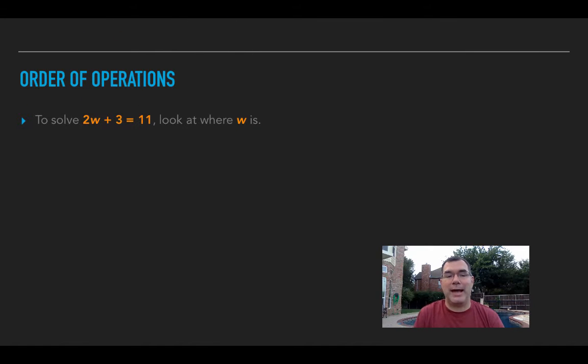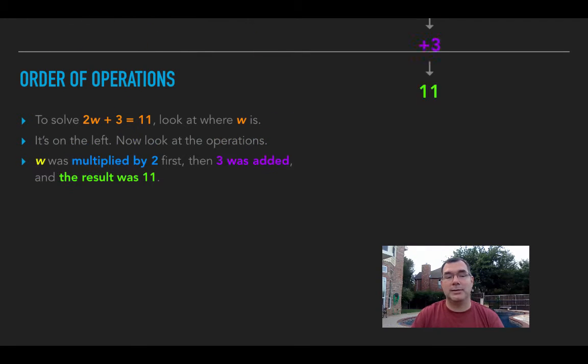So let's say we had to solve 2w plus 3 equals 11. Well, let's look at where the w is and what's happening to it to see how I get from the w on the left to the 11 that's on the right. What happened was w is first multiplied by 2, and then 3 is added to that, and I get an answer of 11. So I go from w to multiplying it by 2 to adding 3 to 11.